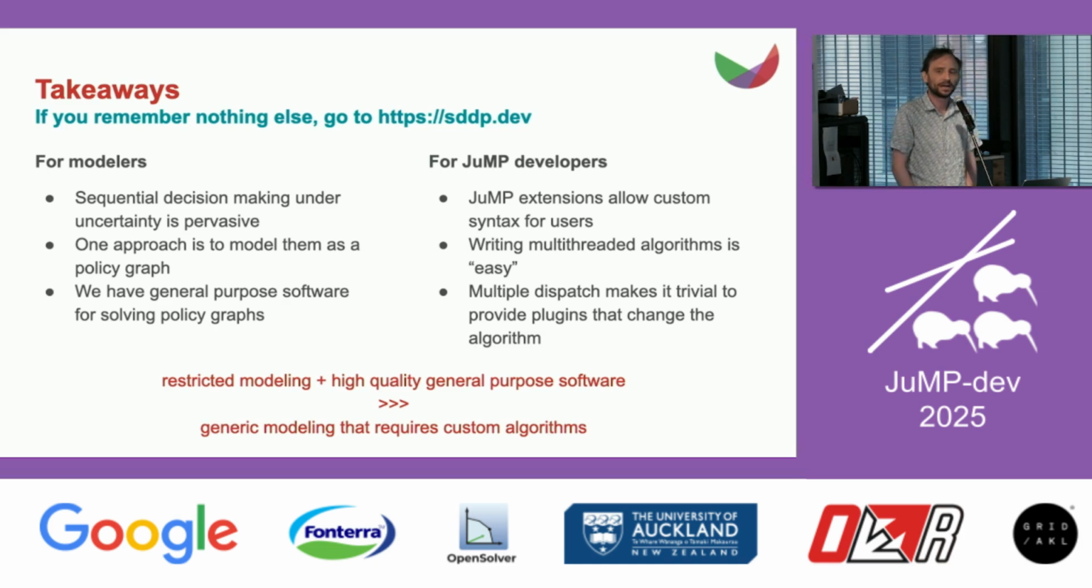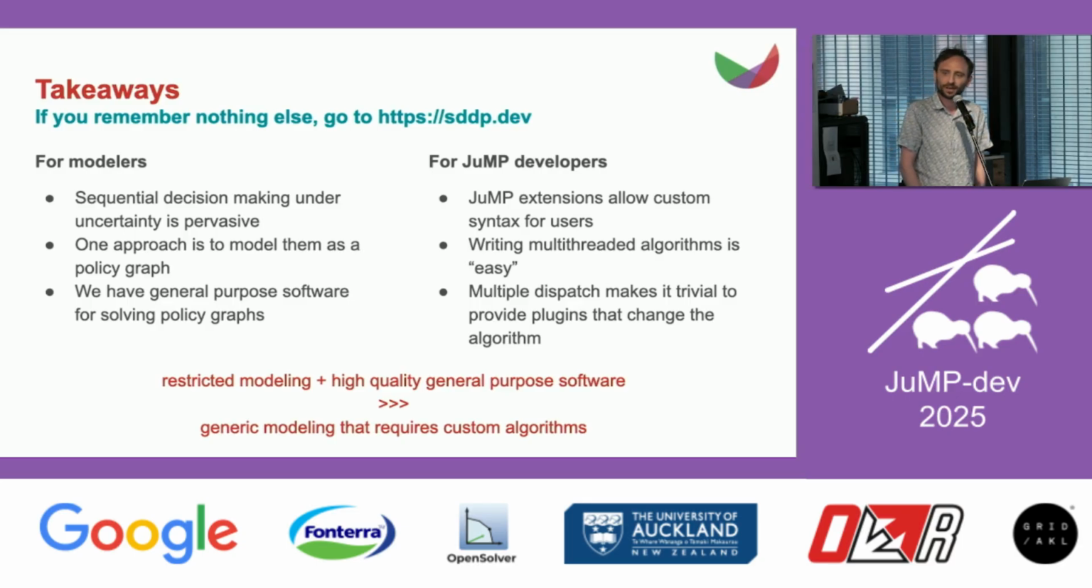I think there are a few takeaways from this talk. If you're a modeler, there are many ways to model sequential decisions under uncertainty. They appear in many places. One approach is to model them as I briefly described here, as this graph where time is a Markov chain, and at each node we're solving a small decision problem. And if you have modeled your problem using this SDDP approach, we have general purpose software that can go and solve that problem and give you back a policy.